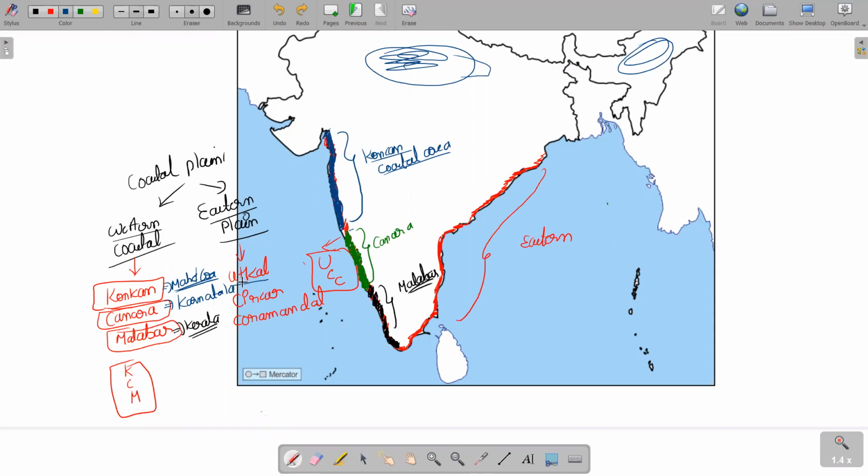The first one is called Utkal. Where is the Utkal coastal plain? In which area is the Utkal coastal plain present? Odisha. Yes, it's called Odisha, not Orissa. Remember, the name has changed and it is called Odisha. So this area that I'm pointing out right now with the black color on the right side, up to here, this is the entire Andhra Pradesh.